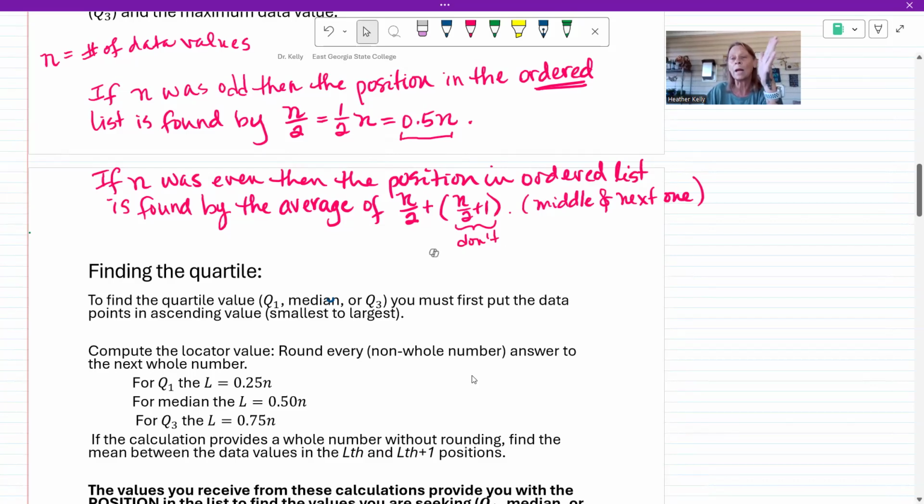So if we want to know what half is, we're going to say times a half or times 0.5. What if we want to know what a quarter of it is? We're going to multiply it by 0.25. What if we want to know what 3/4 of it is? 0.75. All right.